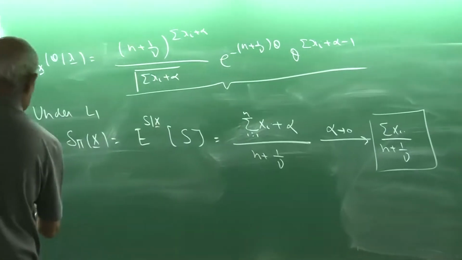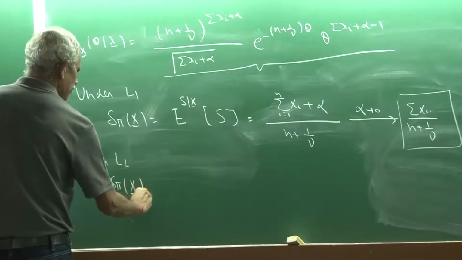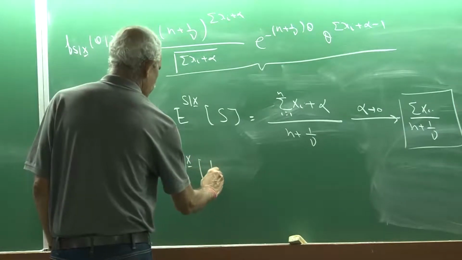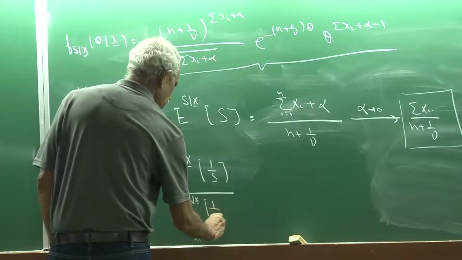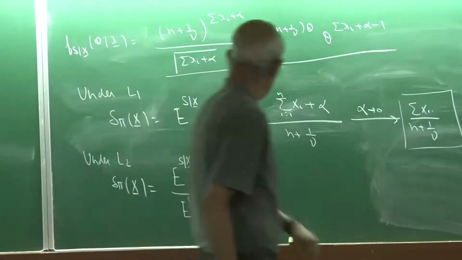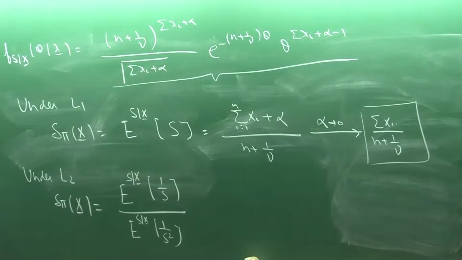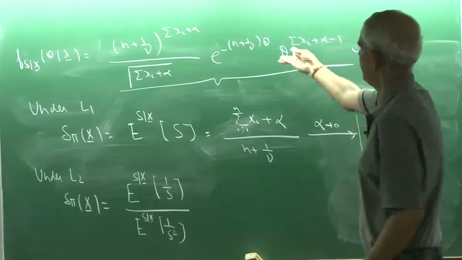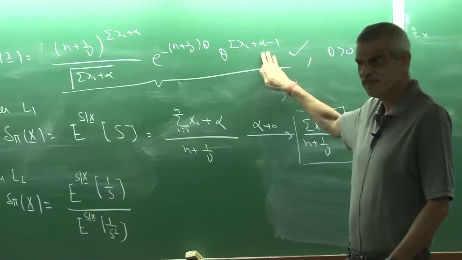Now let's look at what happens under L2. Under L2, what I know is delta pi x is nothing but expected value of 1 upon s given x divided by expected value of 1 upon s square given x. Right? This is what we saw in the example. Now the posterior distribution is given over here. I have to find only expected value of 1 upon s and expected value of 1 upon s square for this PDF, and I get the Bayes estimator.